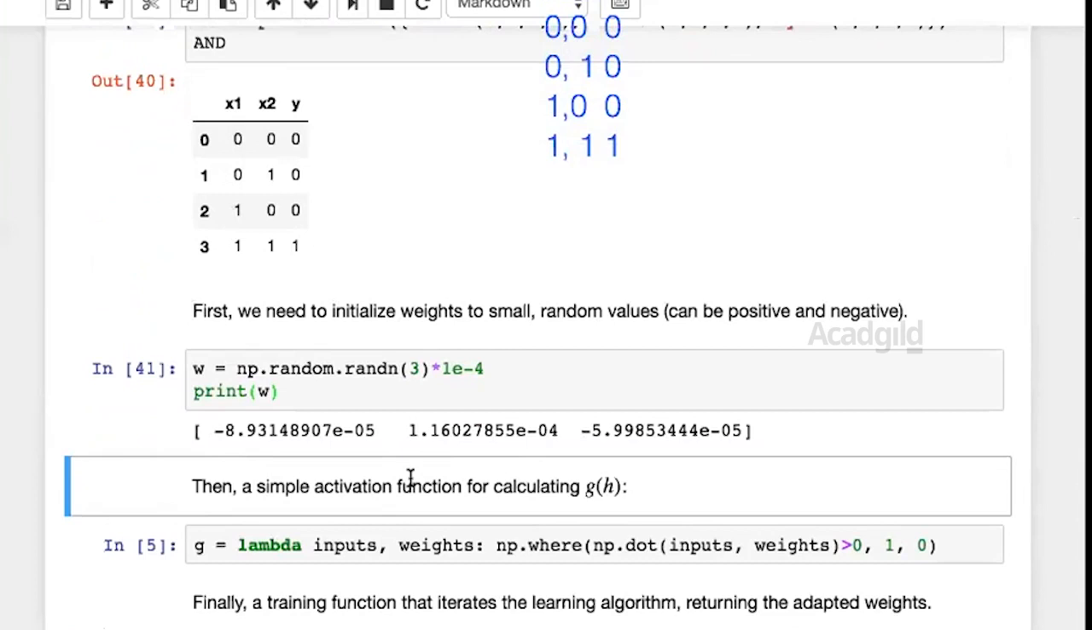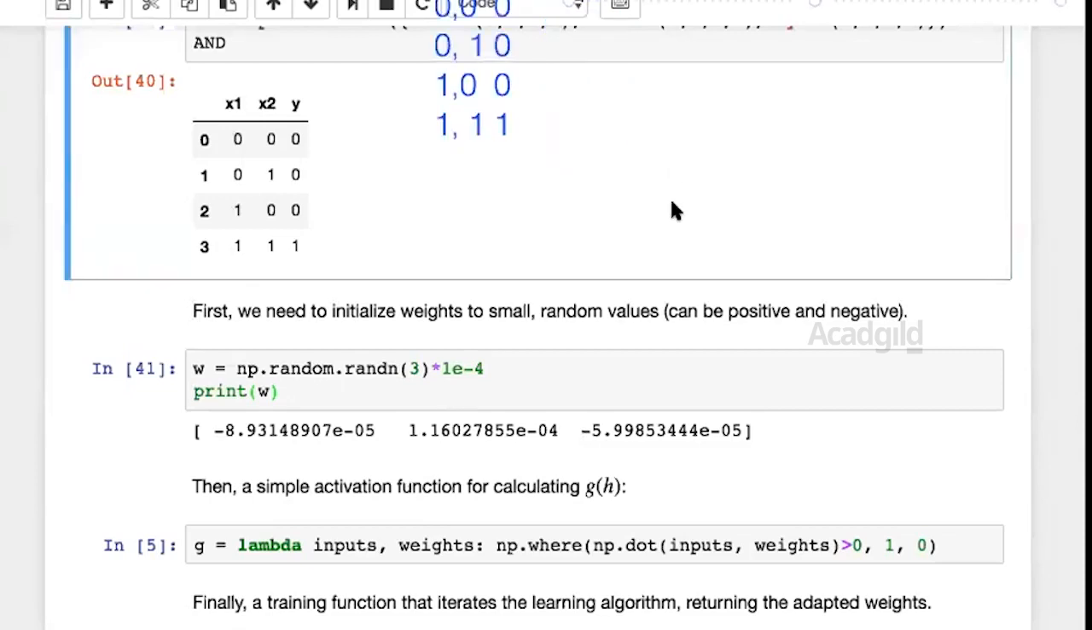Then I write a simple activation function for calculating g of h. That function is nothing but a dot product of the inputs and the weights, and if it's greater than 0, it's 1, otherwise 0. The g is an important function because that's the activation function we have written right now. So it's different from the three that we looked at. What it's doing is simply saying if inputs dot weights is greater than 0, then it's equal to 1, else it's 0. That's basically the AND function.